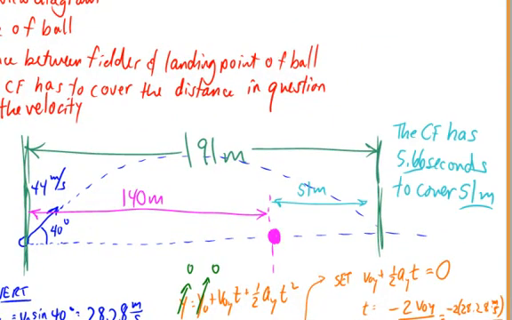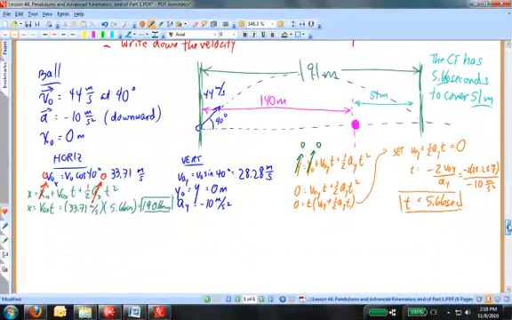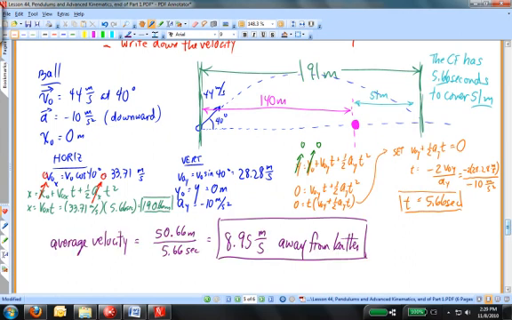So if the center fielder has 5.66 seconds to cover 51 meters, what's the center fielder's average velocity going to be? The average velocity is going to be the distance covered divided by the amount of time to cover that distance. Let's calculate that. I get that the center fielder has to run at an average speed of 8.95 meters per second and has to run in a direction that's away from the batter. So the velocity for the center fielder to make the play is nearly 9 meters per second away from the batter. Let's review just briefly what we've seen.